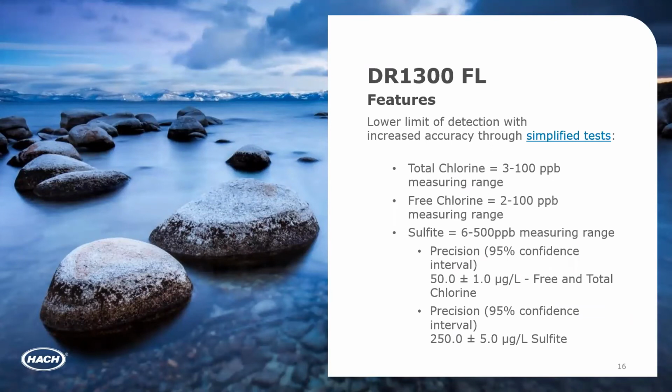We are talking about total chlorine tests that can go from 3 to 100 parts per billion, a free chlorine test that can go from 2 to 100 parts per billion, and a sulfite test that can go from 6 to 500 parts per billion.